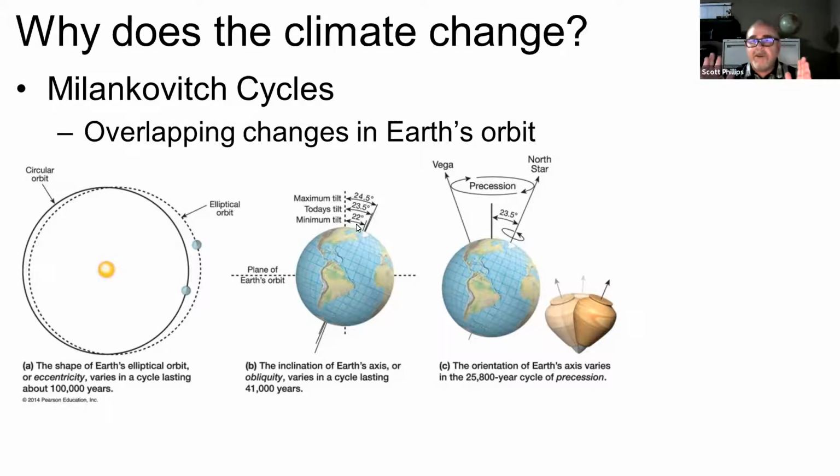The tilt of the Earth, we talked about being 23.5 degrees. Over about 41,000 years, that tilt varies. So sometimes we have less tilt. Remember, if there's less tilt, less seasonality, and then sometimes we have more tilt, more seasonality. Sometimes the orientation of the Earth in space changes over about 20-something thousand years.